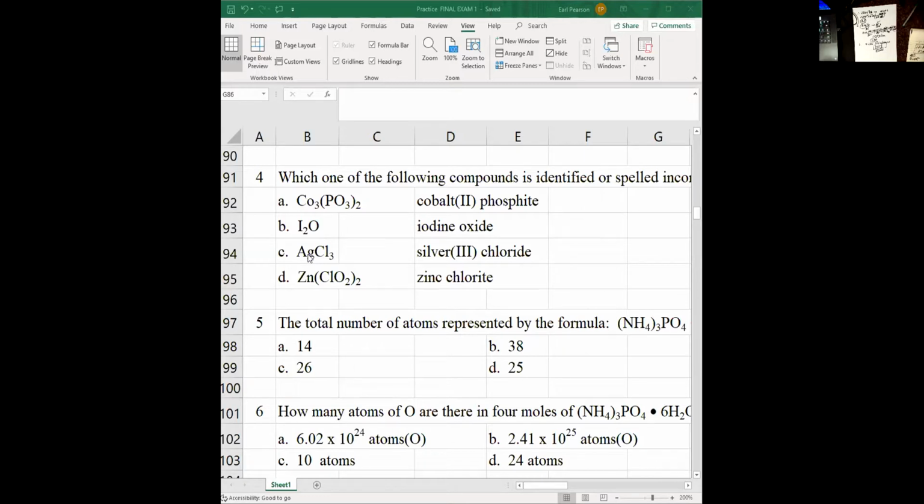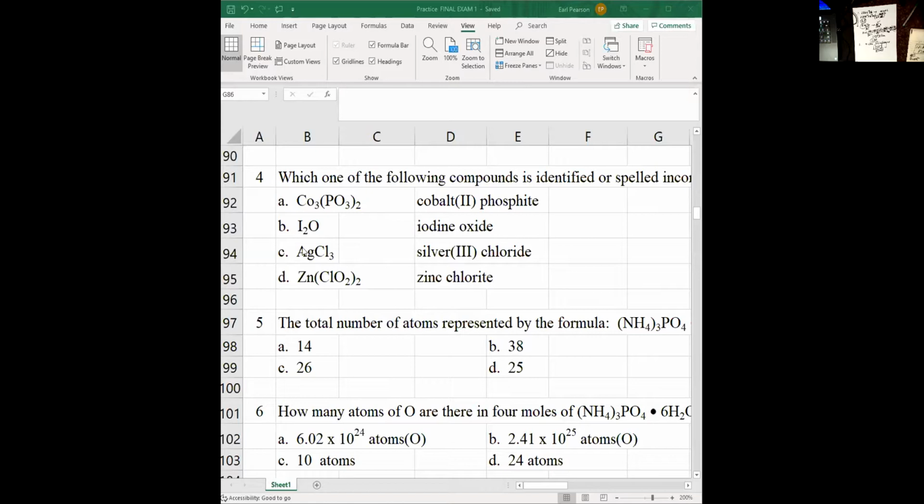This one is silver chloride, but the chlorine is -3. That would be silver(III) chloride. If that was just AgCl, we would just call it silver chloride. This could be named silver(III) chloride. So that looks okay. And zinc, this is chlorite. Chlorite is -1. There's 2 of them, -2. Zinc is in its proper oxidation state as +2, and it doesn't need a Roman numeral. So these 2 are both correct.